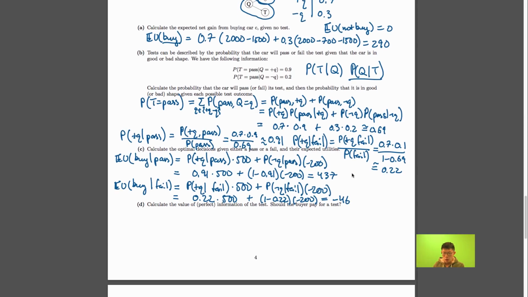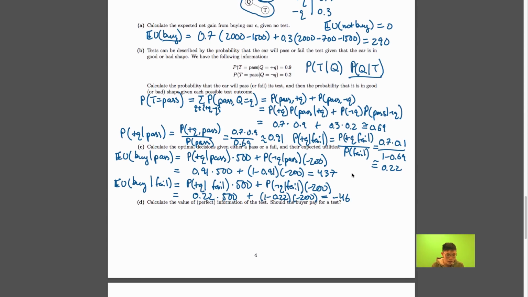OK, so now let's analyze what was the value of doing the test. What did we gain? So we defined the value of perfect information as a function of some piece of information. In this case, I will write this explicitly as capital T, because capital T is our random variable, and we're asking what is the value of perfect information of knowing the outcome of this random variable, right? So this random variable indicates what is the outcome of the test. Did it pass or did it fail?